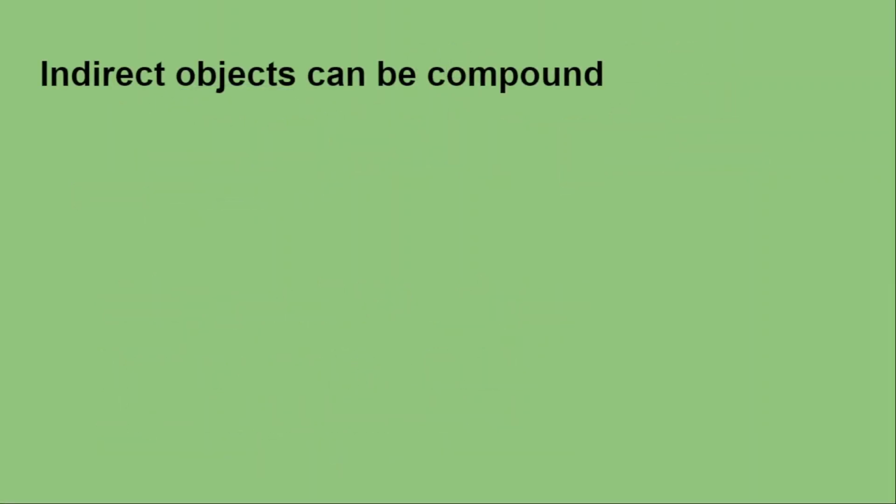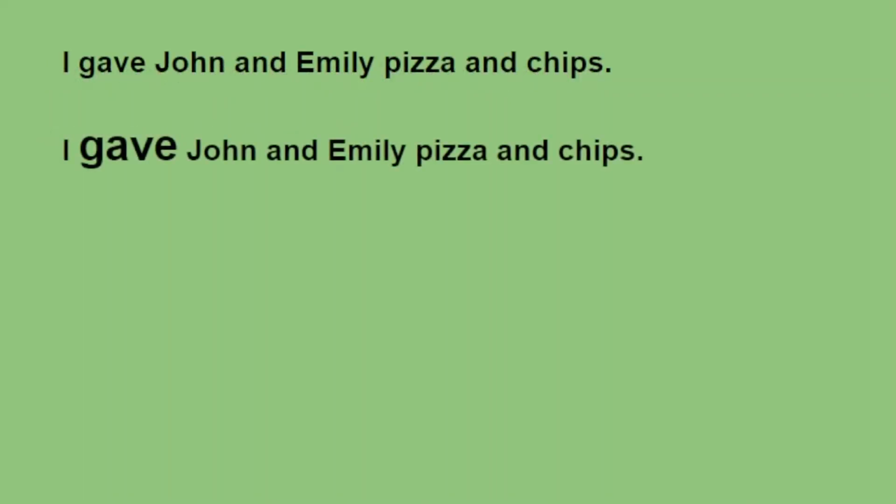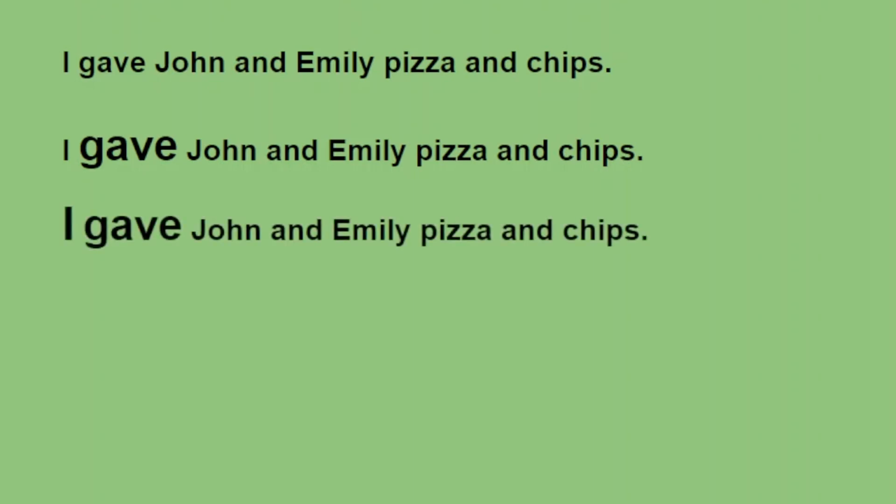Indirect objects can be compound. Let's take this simple sentence. I gave John and Emily pizza and chips. So if we solve this, we first find our verb. The verb is the action verb gave. So we know that we can be looking for indirect objects and direct objects. Then I ask the question, who gave? I. I is our subject.